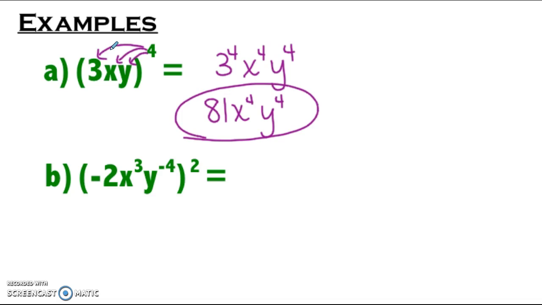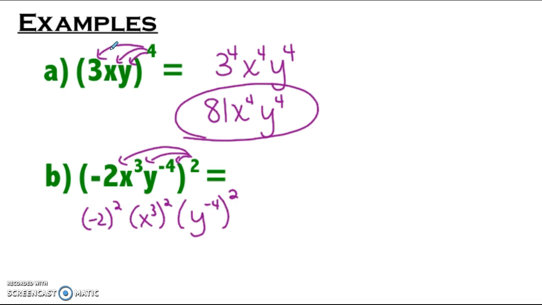All right, let's look at a harder one. So in this one, we have the quantity negative 2x cubed y to the negative 4 all being squared. Okay, let's try distributing this 2 exponent to each piece. So here, the first one, we do negative 2 squared. And then I have x cubed being squared. And then I have y to the negative 4 all being squared. And we're going to need to think about how to simplify each of these terms.